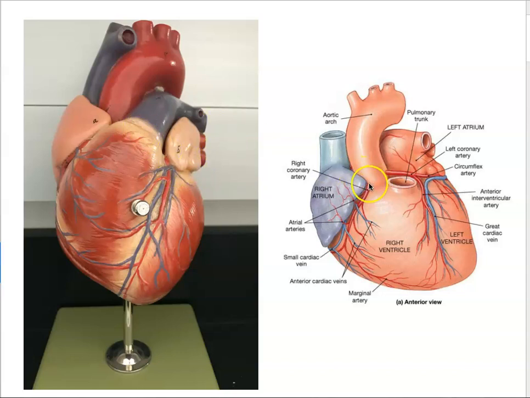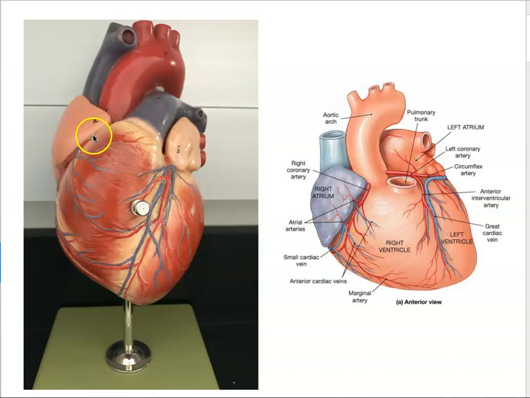Now the right coronary artery is also coming right off of the root of the aorta. Here is the right coronary artery, and it is going in the coronary sulcus on the right side, and it is going to have two branches. The first branch is going to be the marginal artery. Now the marginal artery is on the anterior surface of the right ventricle, right here.